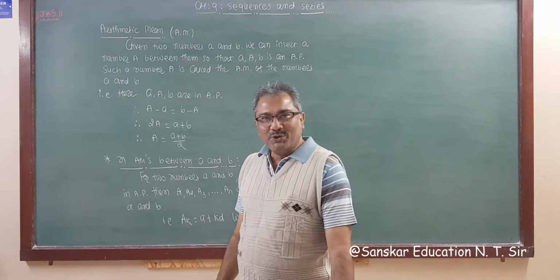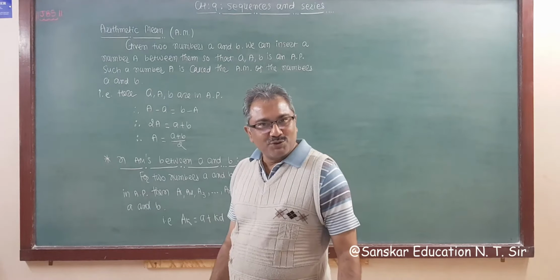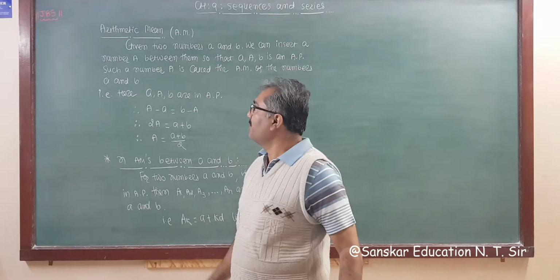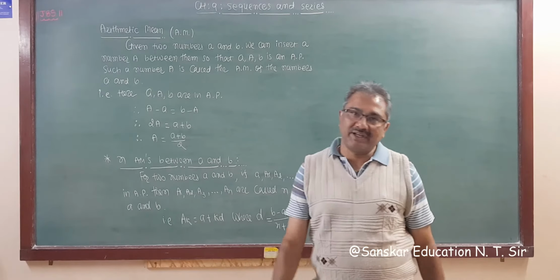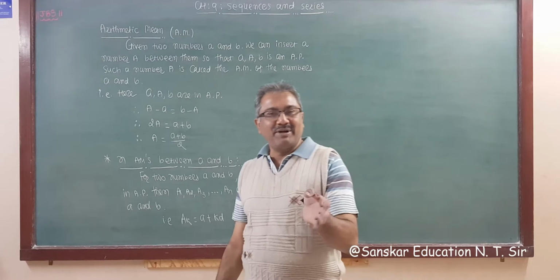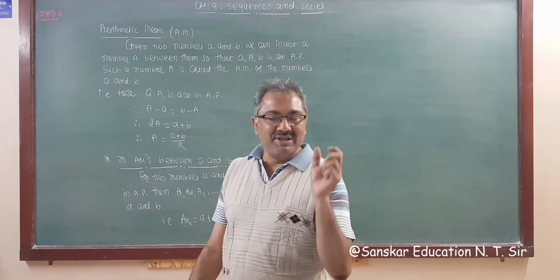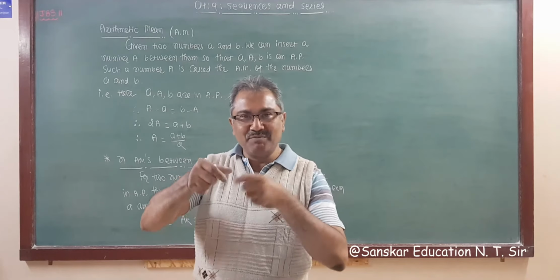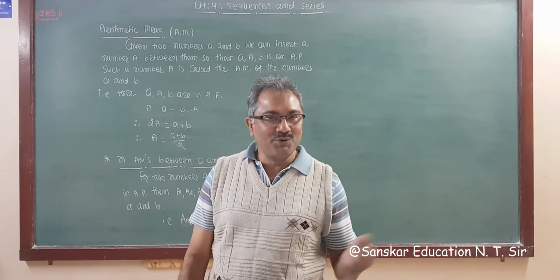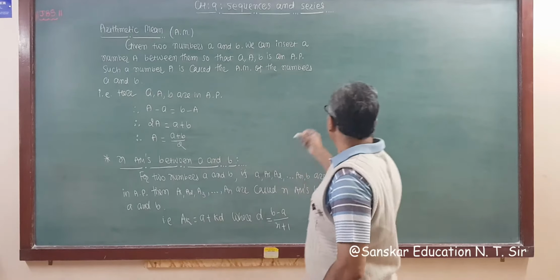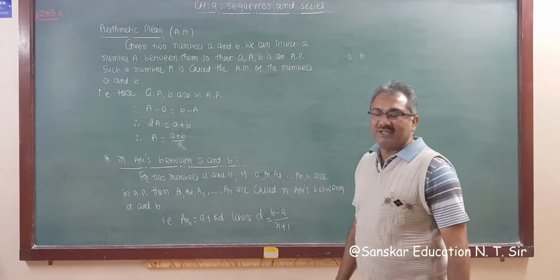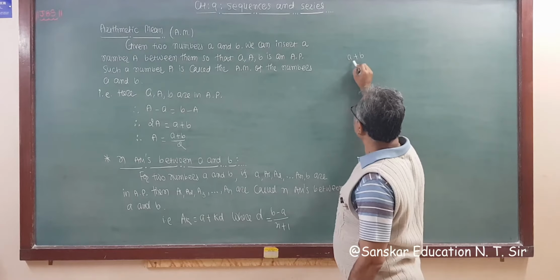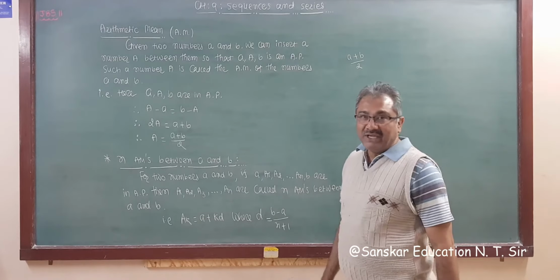So, as I told you, we are going to start a new topic, that is arithmetic mean, from this video. So, the definition of arithmetic mean, right? Mean means a term which is in the middle. Suppose two numbers a and b are given, then the average of these two numbers is (a plus b) by 2.